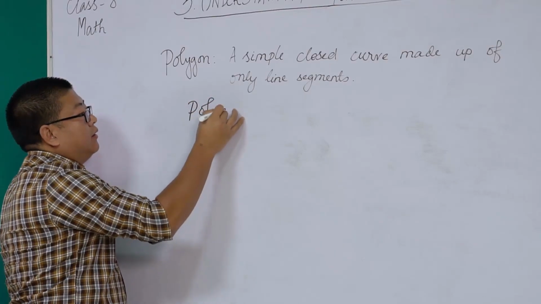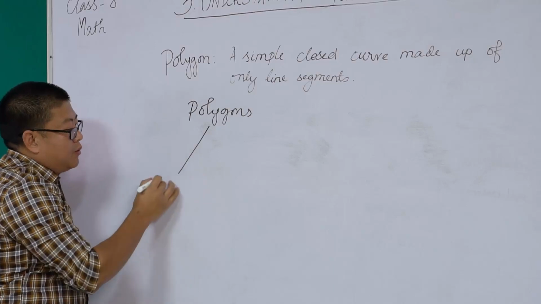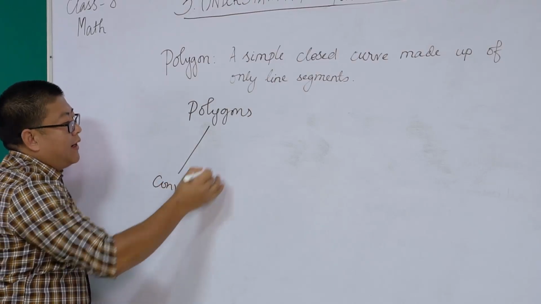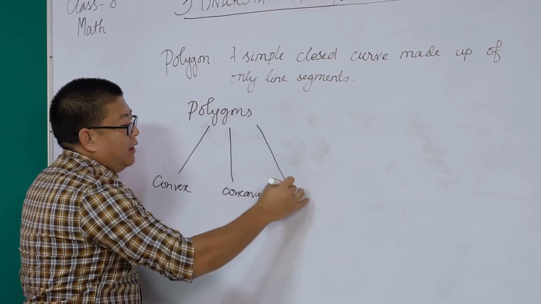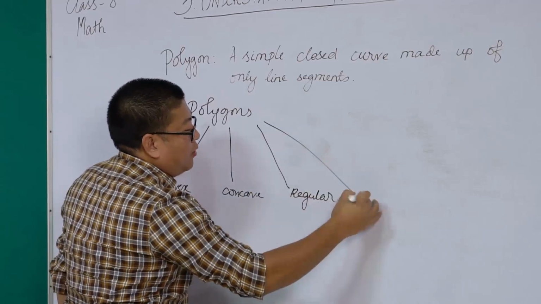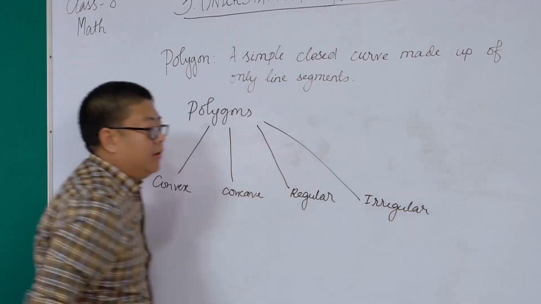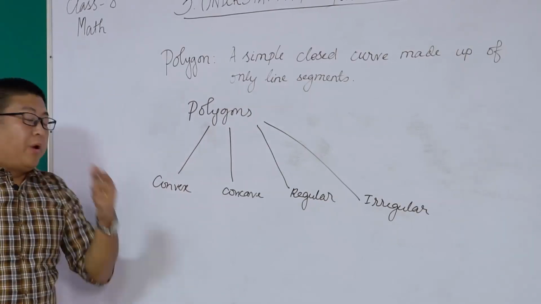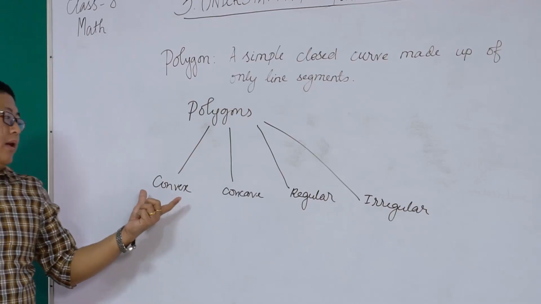Polygons are of 4 types. First one is convex, second, concave, third, regular polygon, and fourth, irregular polygon. Now, we may and may not have come across these terms. Let's look at them one by one.